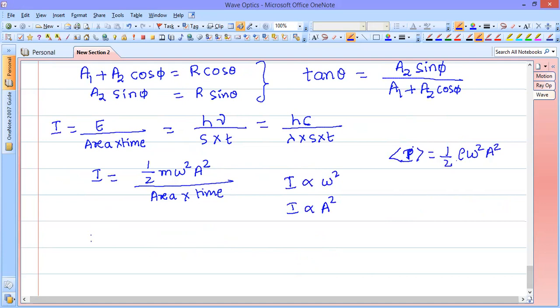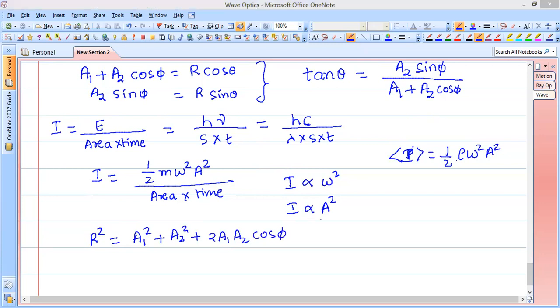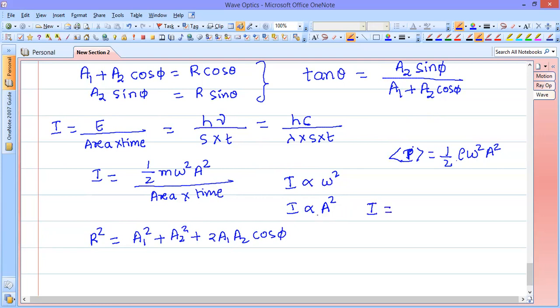Okay. Now, I know that the resultant amplitude R square is equal to A1 square plus A2 square plus 2 A1 A2 cos phi. Since intensity is proportional to the square of amplitude, in order to remove this proportionality I keep a constant K. I is equal to K A square. So I1 is equal to K times A1 square and I2 is equal to K times A2 square. I is equal to K times R square.